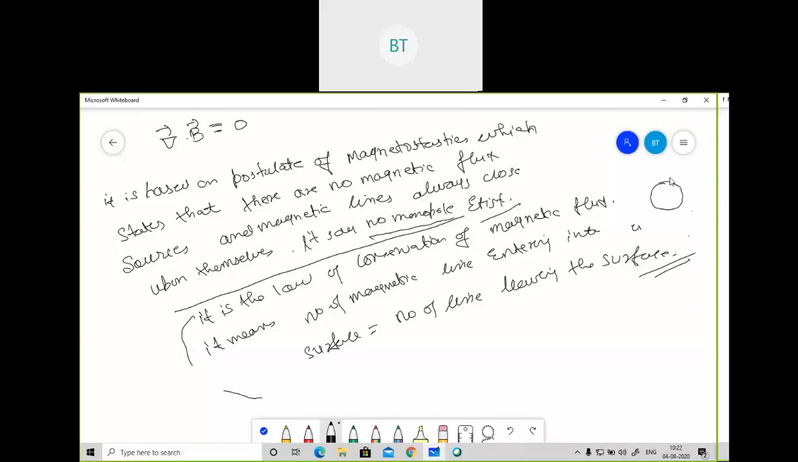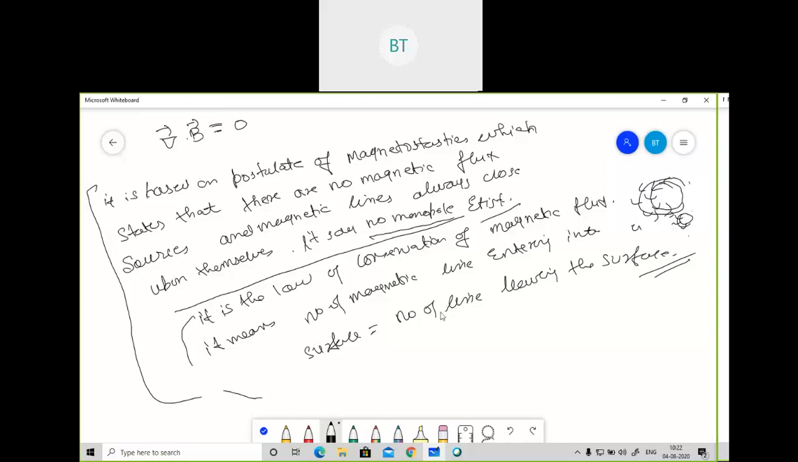So the magnetic flux entering the surface is equal to the same number of magnetic flux coming out of the surface. So this is basically what I've written here. The meaning of this is how much magnetic flux is entering a closed surface. If this is a closed surface, whatever number of magnetic flux is entering here, the same number of magnetic flux will come out from there.